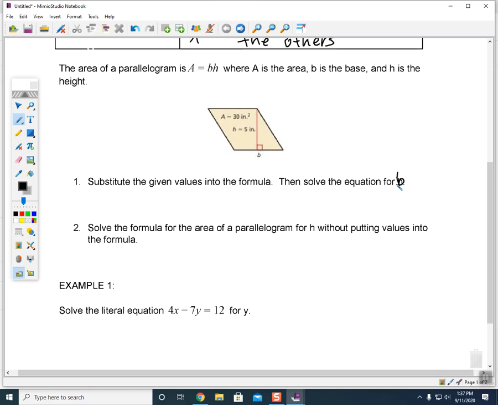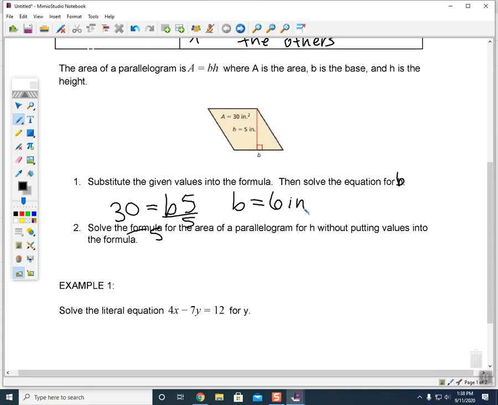So I know my formula is A equals bh. My area is what? 30 equals, I don't know my base, so b times what? What's my height? 5. How do I figure out what my b is? Divide by 5, right? So then I've just got b equals 6 inches. That's how long my base is, base times height. Okay, simple, right? We've done this.